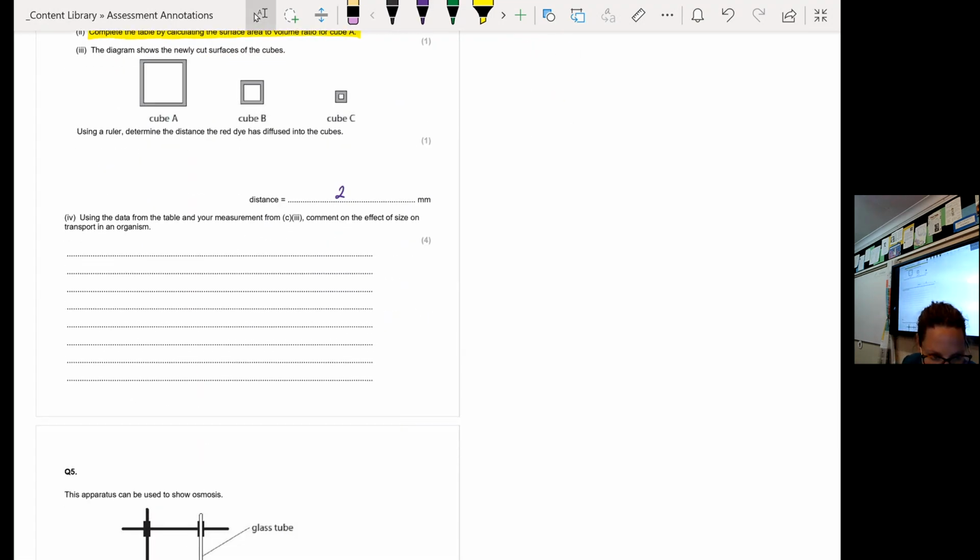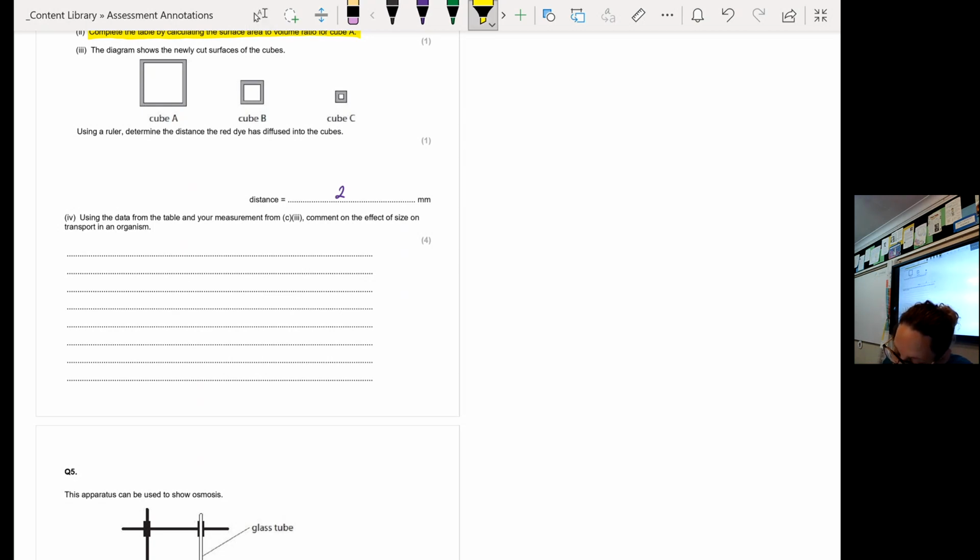Now, here comes the tough stuff. So this, okay, is where we are looking at applying it. It says use the data from the table and your measurement from the part before to comment on the effect of size on transport in an organism. Now, it's 4 marks, okay, so we're commenting on the effect of size.